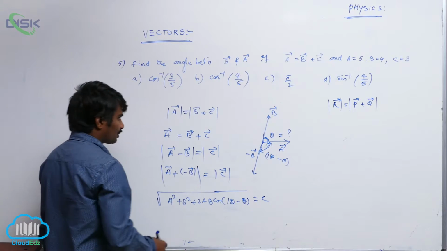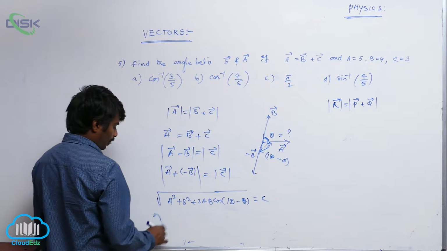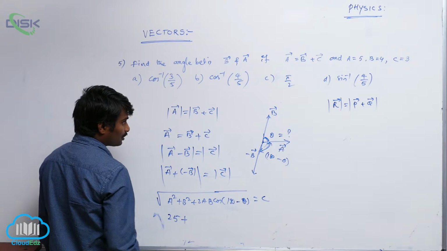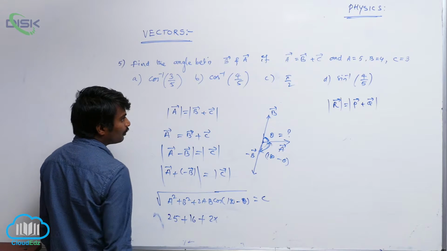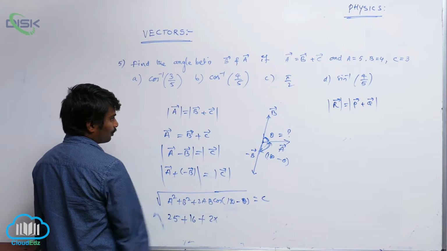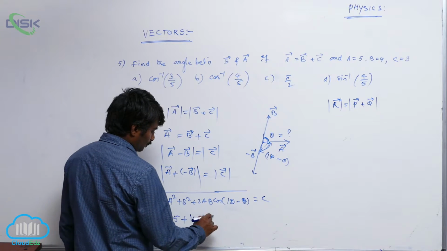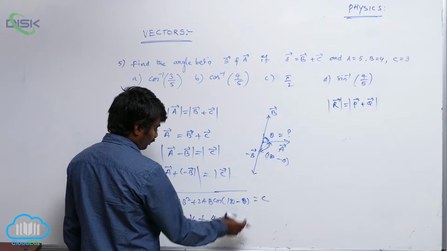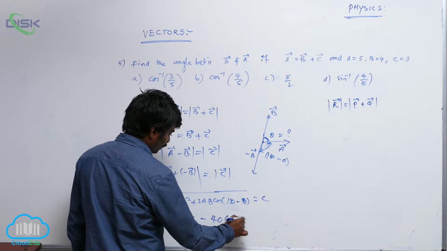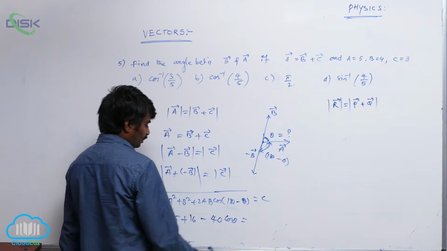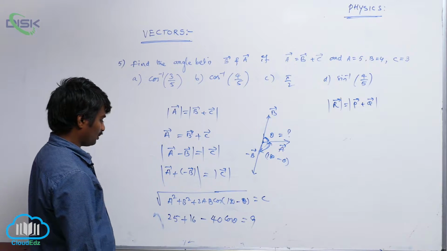And substitute the values. A is 5 and square on both sides. 25 plus B square is 16 plus 2 into 5 into 4. 20 into 2, 40, cos 180 minus theta, so minus cos theta is equal to C square, that is 9. I am squaring on both sides and substituting the values.